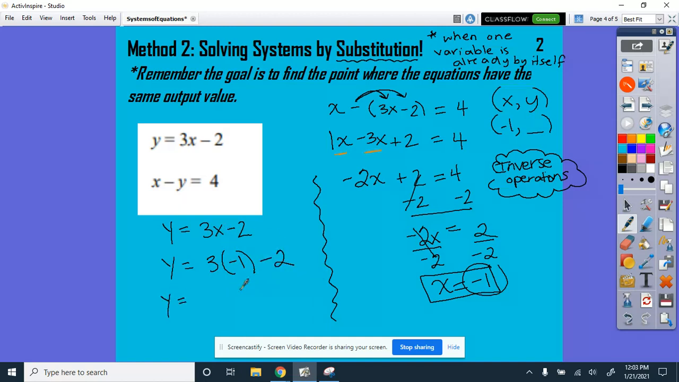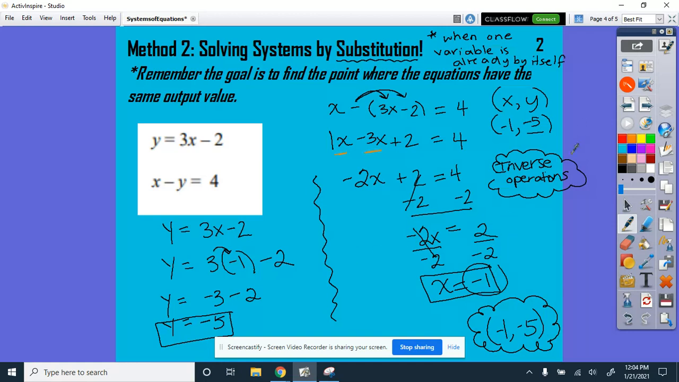Now I'm just going to follow my order of operations. So we'll do multiplication first. 3 times negative 1 is negative 3, and then minus 2. So be careful here. Negative 3, a negative number, minus a number. Negative 3 minus 2 is going to be negative 5. So simple. So now what does that stand for? That's our y value. So the point where our equations will have the same output, or they will match, is going to be the point negative 1, negative 5, and that would be our final answer.